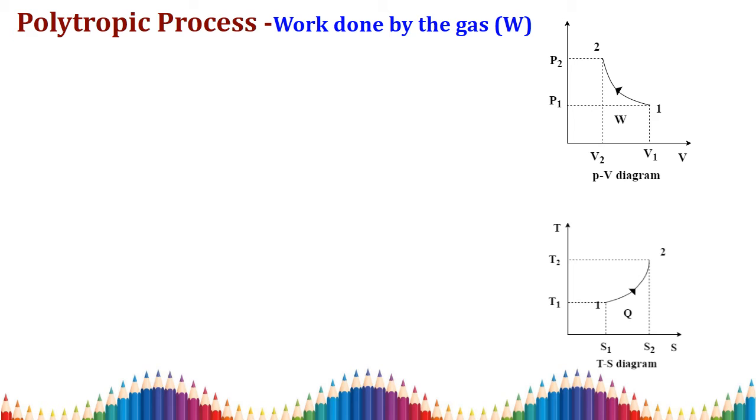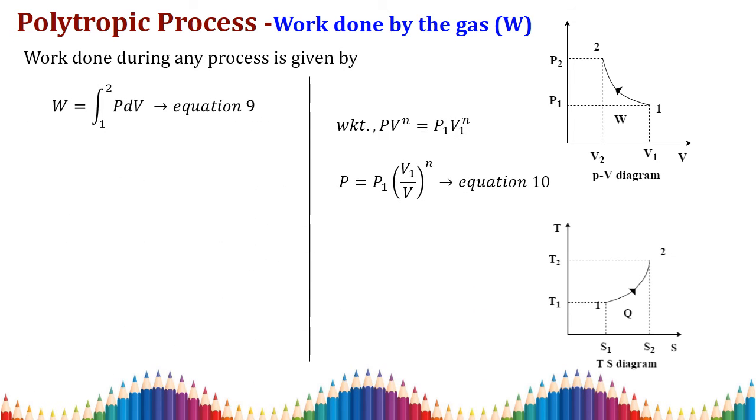The next one is we are going to find out the work done by the gas. Work done during any process is given by W equals integral of P dV. As we know, since it is a polytropic process, PV^n is equal to constant, so we can write PV^n is equal to P1 V1^n. From this equation you find that pressure P is equal to P1 into (V1 by V) whole to the power of n. Substitute this value in this equation. In this pressure you substitute P1 into (V1 by V) whole to the power of n.